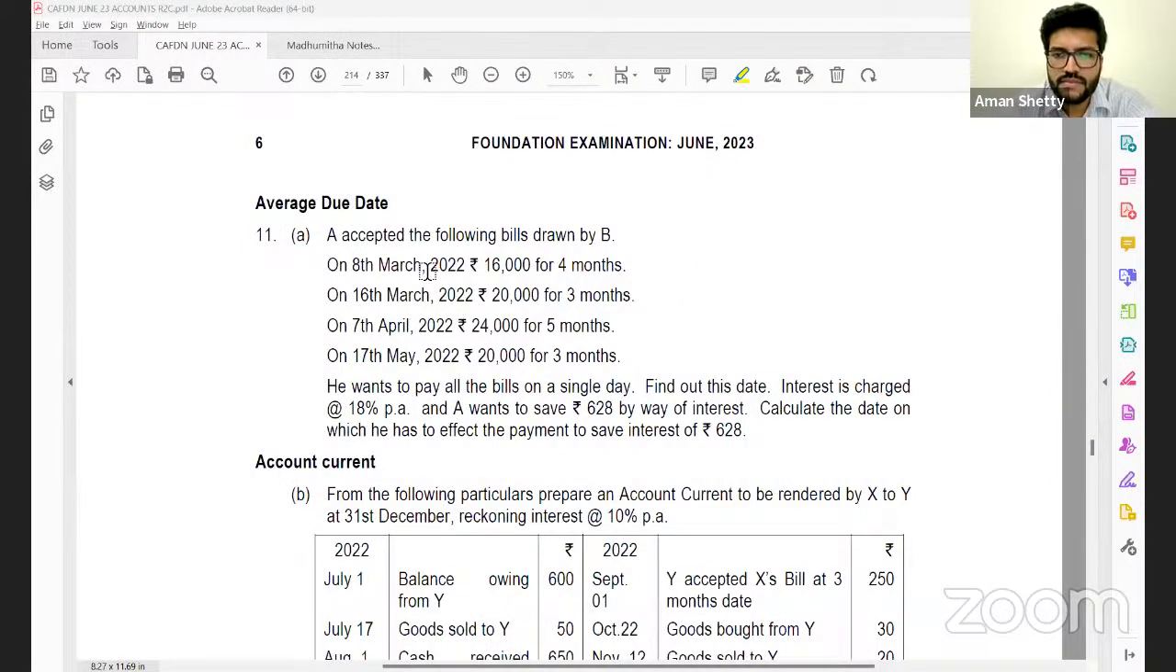A accepted the following bills drawn by B: on 8 March 2022, rupees 60,000 for 4 months; on 16th March 2022, rupees 20,000 for 3 months; on 7th April 2022, rupees 24,000 for 5 months; on 17th May 2022, 20,000 for 3 months. He wants to pay all the bills on a single day. Find out this date. Interest is charged at 8% per annum, and A wants to save rupees 628 by way of interest. Calculate the date on which he has to effect the payment to save interest of rupees 628.